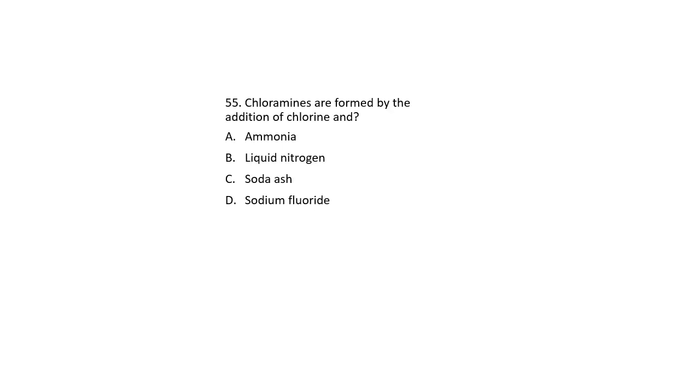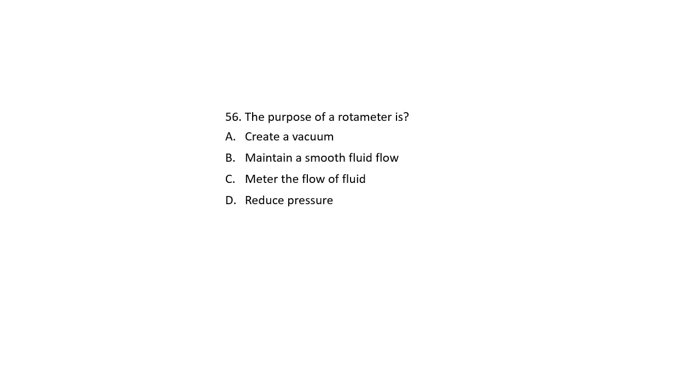Chloramines are formed by the addition of chlorine and ammonia, liquid nitrogen, soda ash, or sodium fluoride? The answer is A, ammonia. The purpose of a rotameter is to create a vacuum, maintain a smooth fluid flow, meter the flow of fluid, or reduce pressure? Answer C, meter the flow of fluid.